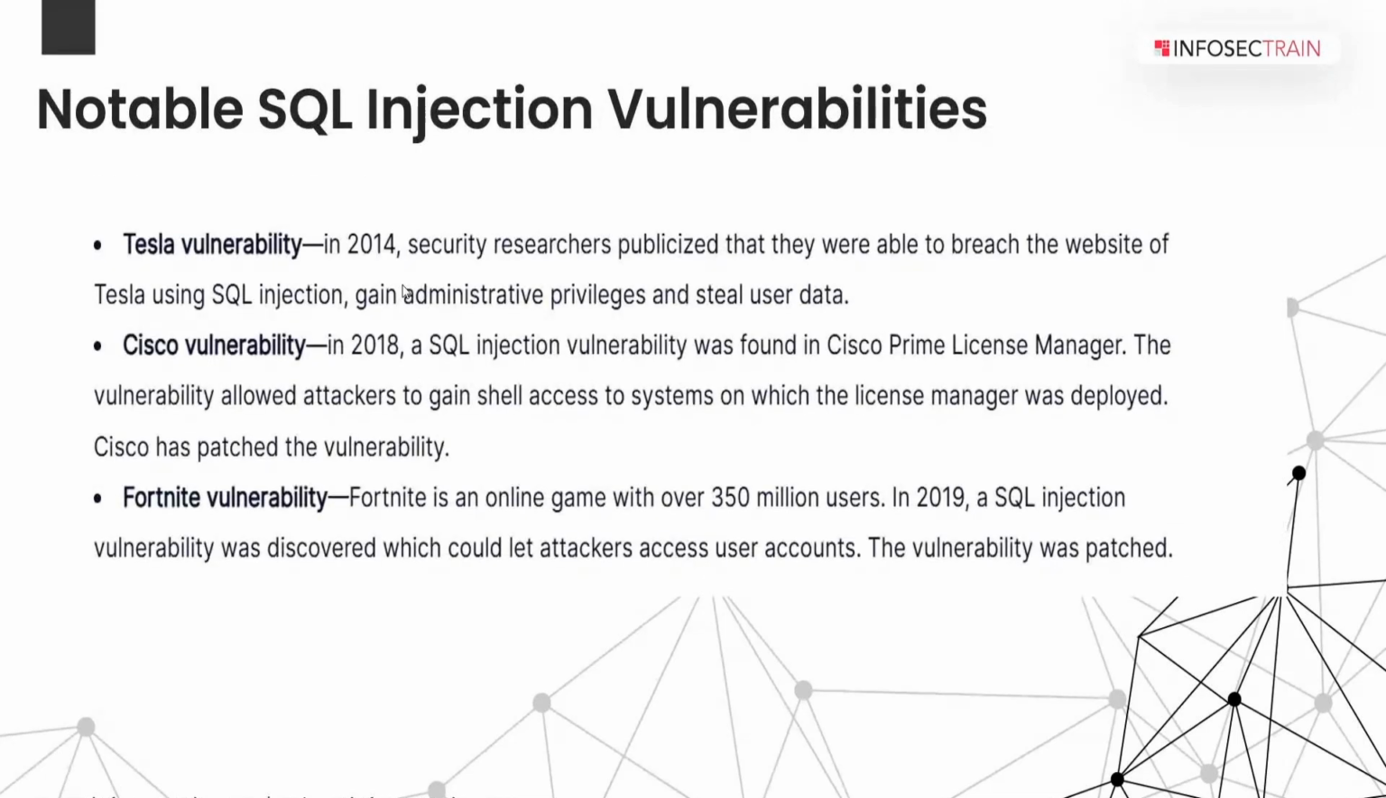Okay, so in 2014 to 2018, there are some notable SQL injection vulnerabilities. Say if you see Tesla, Cisco, and Fortinet, they have SQL injection vulnerabilities, and it is reported, right? And even Cisco, this big attack happened. They just gained the shell to that system, right? So these are some notable ones.